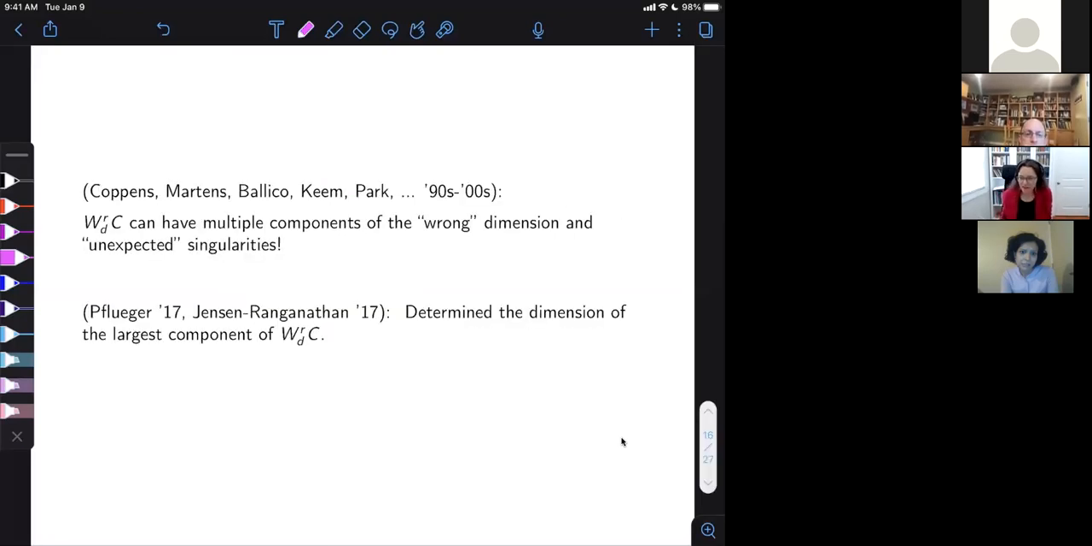But some big progress on this problem came not so long ago in 2 papers of Nathan Pflueger and Dave Jensen and Dhruv Ranganathan, where they determined the dimension of the largest component of WRD. So these dimensions can be not what you expect, there can be multiple components, but at least the largest component, they determined what the dimension was. So that's nice, it gives an analog of the Brill Noether theorem in that case, but it's also a little bit unsatisfying because it doesn't explain these other components, like we have some missing discrete invariants that we don't understand.